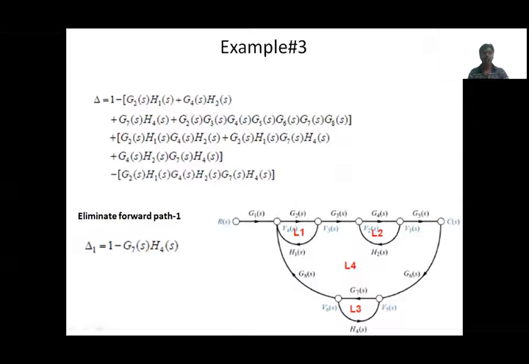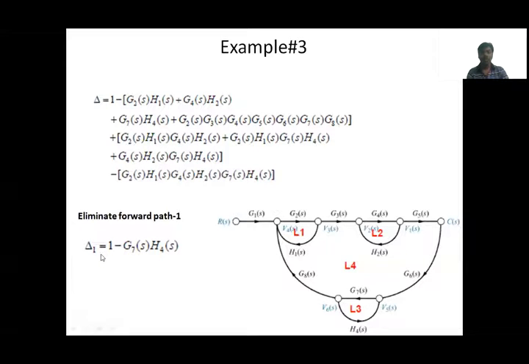Now we'll write the delta and delta 1. Delta is equal to 1 minus the sum of the loop gains, plus the sum of 2 non-touching loop gains, that is L1, L2, L2, L3 and L1, L3, then minus the sum of 3 non-touching loop gains. Only one set of 3 non-touching loops is there, so 1 loop gain only.